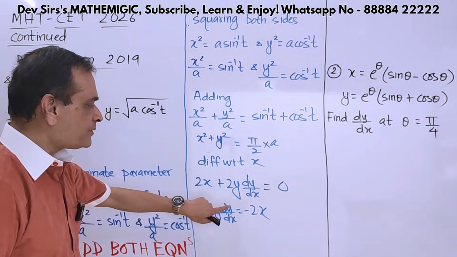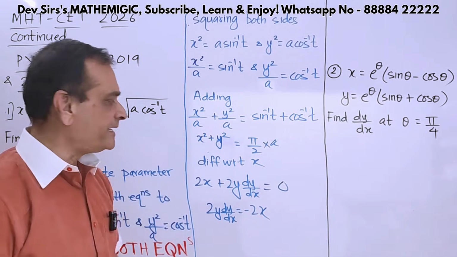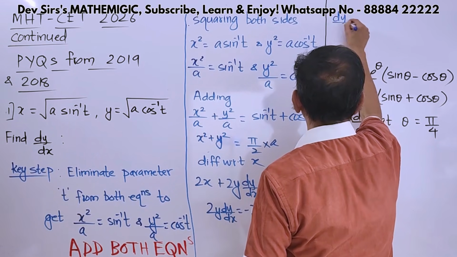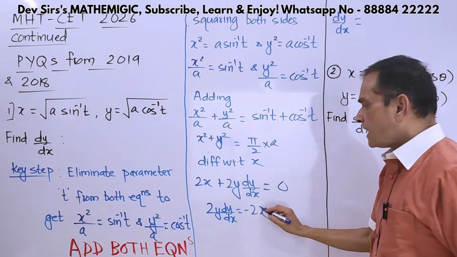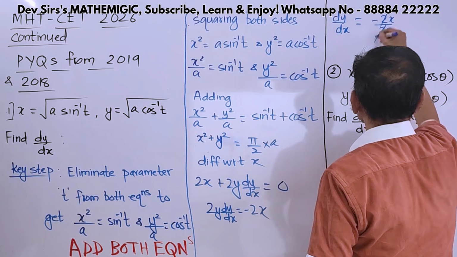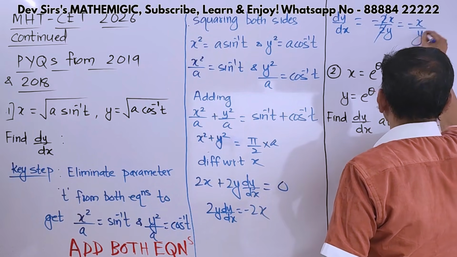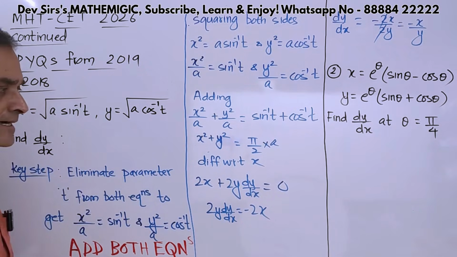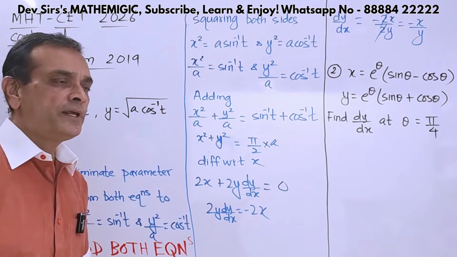So get the answer now. 2y dy by dx I have kept on the left hand side, 2x I have taken on the right hand side. So I get dy by dx equal to minus 2x upon 2y. 2 gets cancelled. Final answer is minus x upon y. As simple as that. Followed? So see how fast it becomes when the variable can be removed or eliminated.